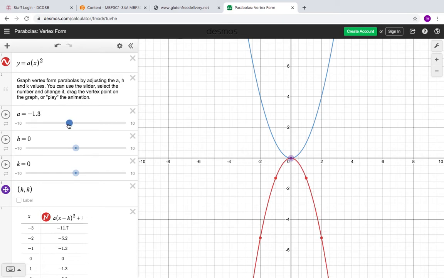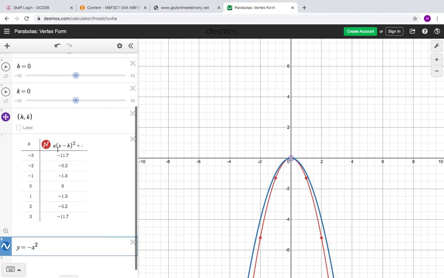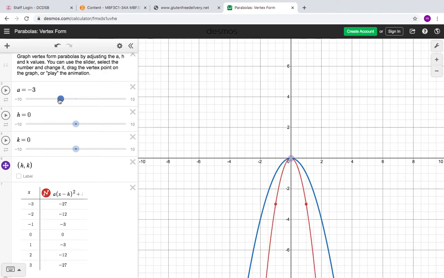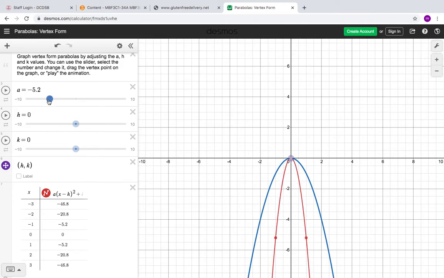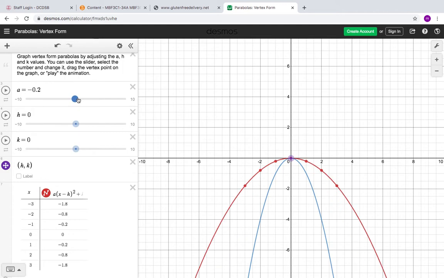Now, I'm just going to graph y equals negative x squared here. And then I'm going to show you what happens if my a is getting more into the negative, so -4, -5, we see skinnier. And if I have anything between -0 and -1, we see that the graph is getting wider. Still reflected, but getting wider.